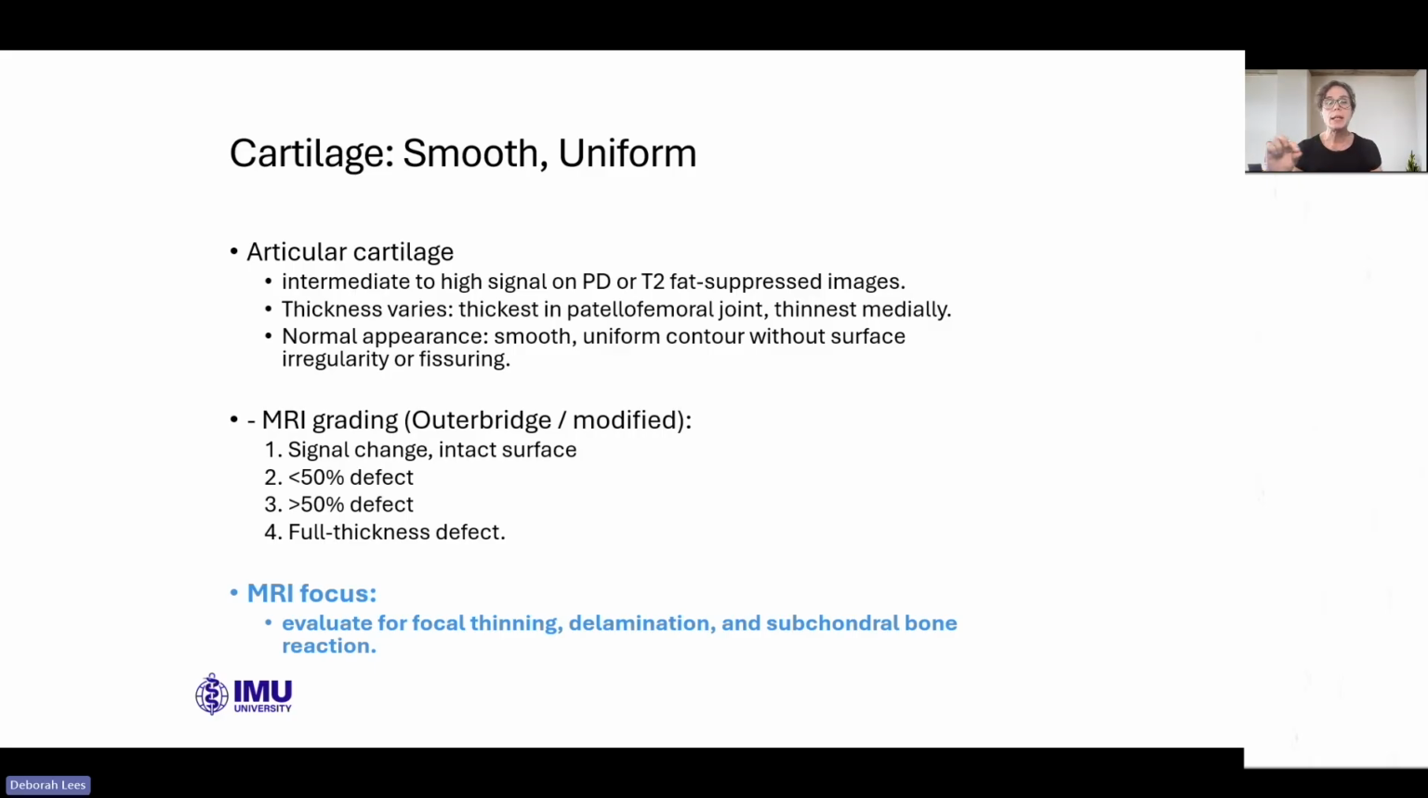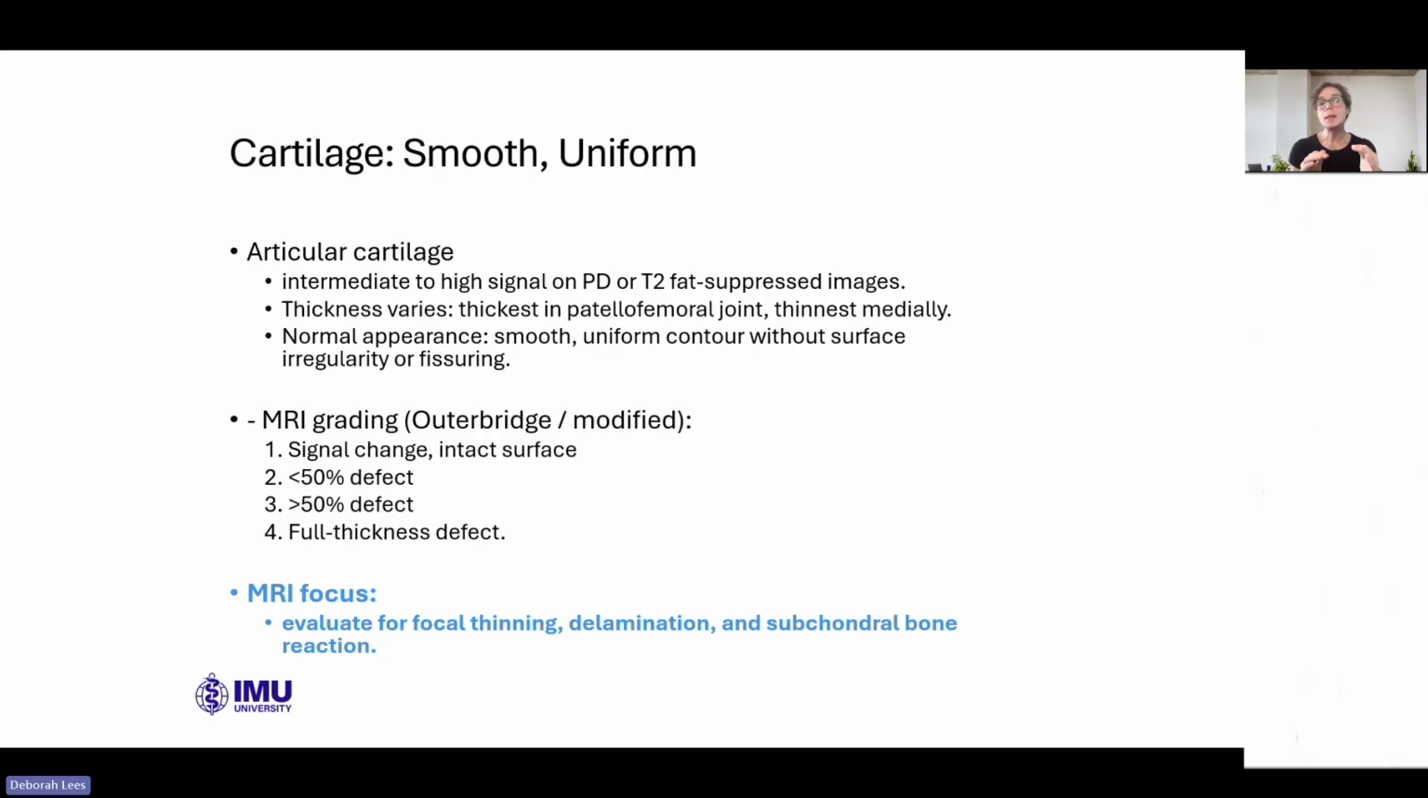Now the thickness varies. It really depends where you're looking at as to how thick that is. So just because you see thinning of the cartilage, you have to orientate yourself as to where you are on that articular surface as to whether you would expect the cartilage to be thick and it's thinner because of degenerative changes, or it just naturally is a place where that cartilage is thin. So it's thickest at the patellofemoral joints and it's thinnest medially. Normally, it appears smooth, it's uniform in contour, and you don't get any irregularity or fissuring.